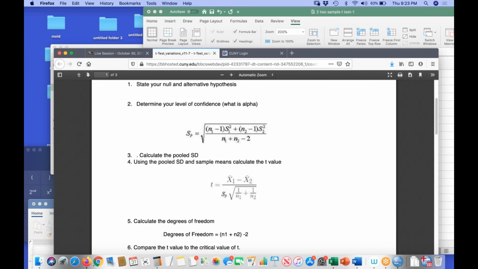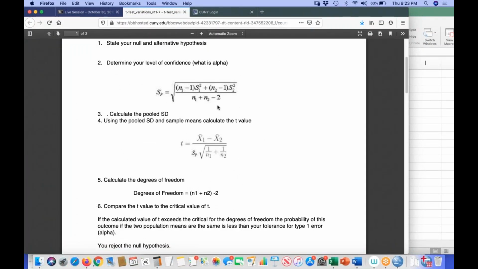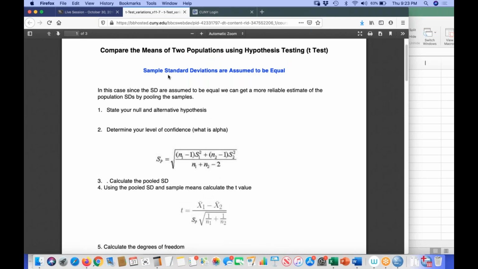Well, I guess, how are we doing on time? Okay, I think I can get this in. So I'm going to do this first one. How do we do this first one?